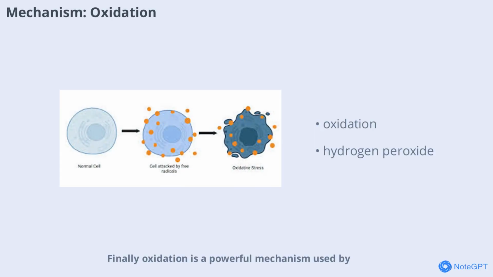Finally, oxidation is a powerful mechanism used by disinfectants like hydrogen peroxide and halogen compounds. Hydrogen peroxide produces hydroxyl free radicals that attack membrane lipids, DNA, and other cell components. Halogenated compounds such as povidone iodine oxidize sulfhydryl groups in proteins, leading to microbial death. These agents are widely used for surface disinfection and wound care due to their broad effectiveness.